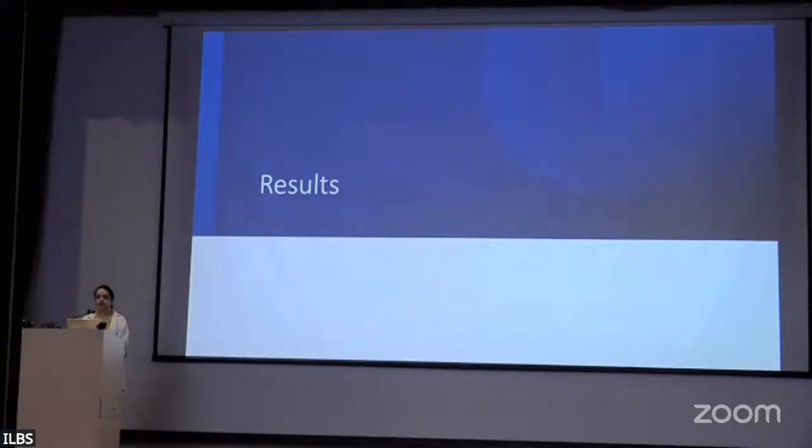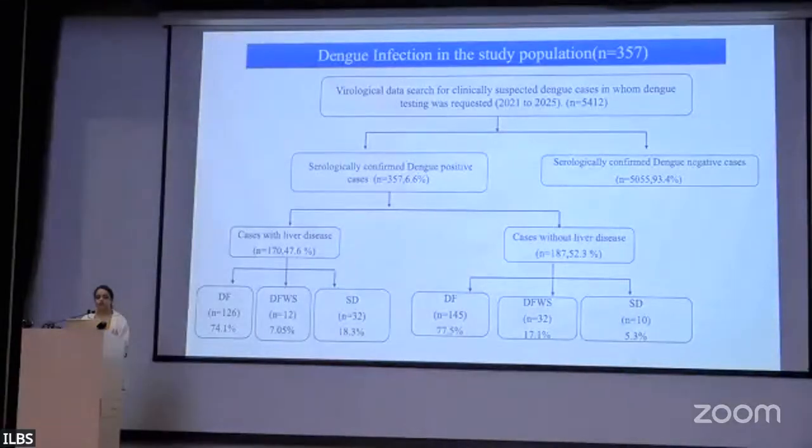Now, coming on to the results. This slide shows the distribution of dengue infection in our study population. A total of 5,412 suspected patients were tested, out of which 357 patients, that is around 6.6%, were confirmed dengue cases. Among these, 47.6% cases belong to the liver disease group, while 52.3% cases belong to the no liver disease group.